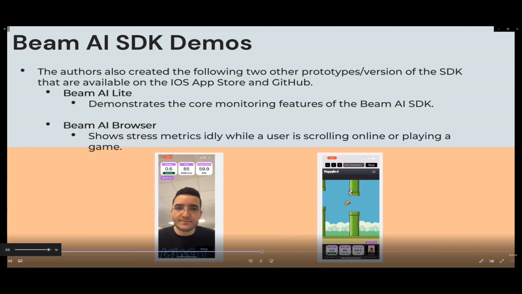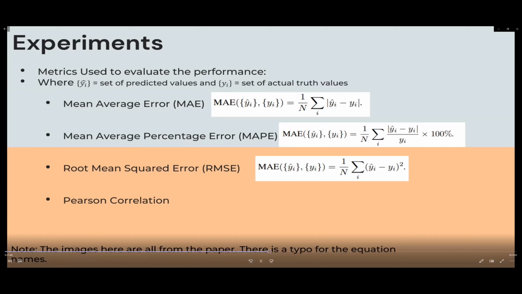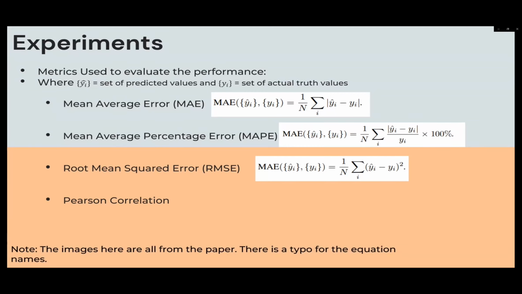So now that we know exactly what the Beam AI SDK is and how it's able to compute everything, the authors of the paper were able to experiment on it, and the metrics they used to run these evaluations were the following. They did mean absolute error, mean absolute percentage error, and root mean squared error, as well as a Pearson correlation. And one thing to note about these images is that these were all pulled from the paper itself. However, some of them, as you can see, have typos in them.